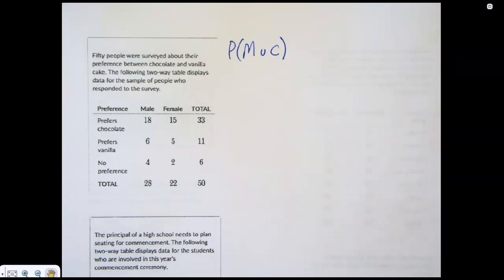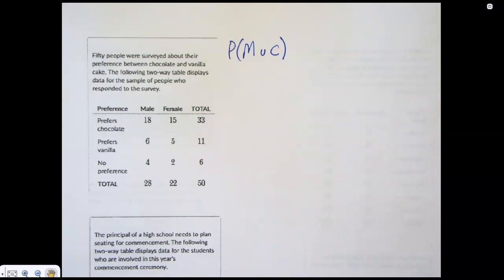Yeah. Okay. So if I look at this chart, I'll write out the formula in a second, but just count, forget the probability, out of this, just how many males are there? 28. How many people prefer chocolate? 33, right? So right now we're at 61 out of 50. That doesn't make any sense. But this 18 right here was counted twice. This 18 is in that 33. This 18 is in that 28. It can't be in both. That's like double counting it. So we have to subtract it once.